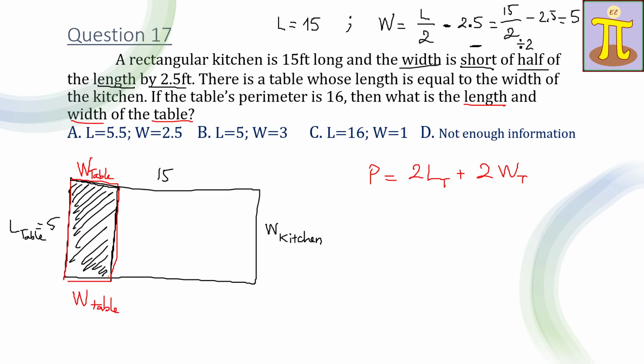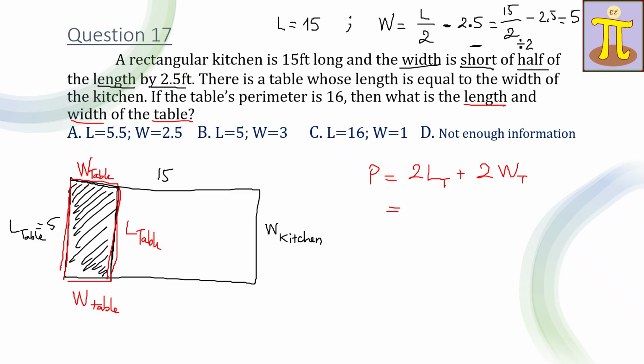The width of the table, the length of the table, you have two pieces each. The perimeter means the length wrapped around the shape. So to cover the whole rectangle, we have two sides of the width and two sides of the length. Okay, so now we write down here.